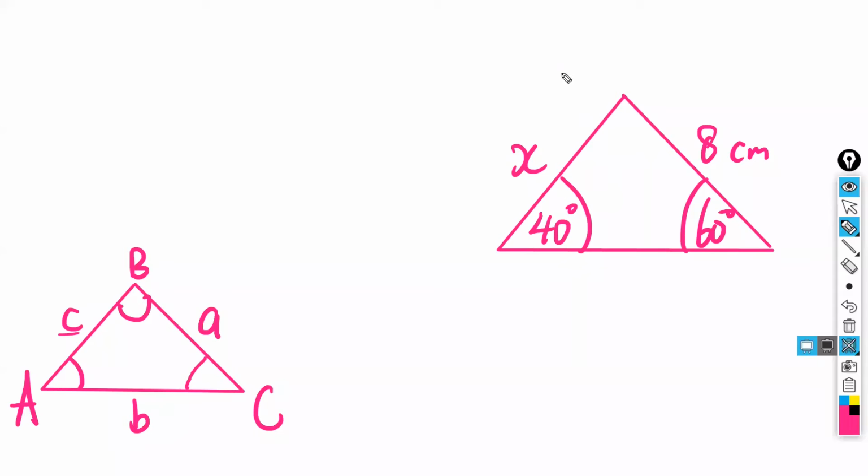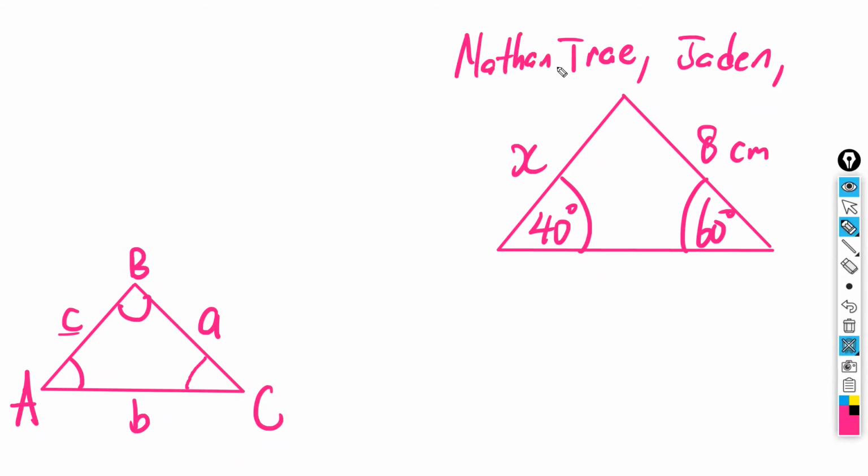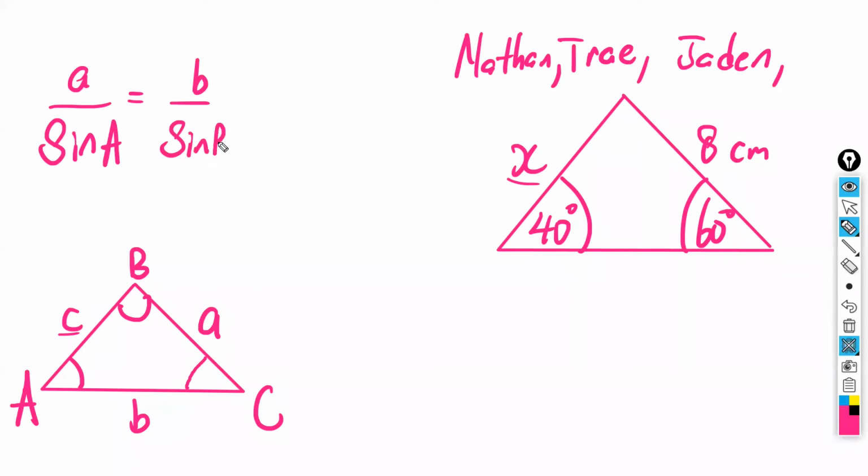I'm going to ask Trey, Jaden, and Nathan first. Help me to find X. Remember the sine rule, guys: sine A over A is equal to B over sine B is equal to C over sine C. So Nathan, Trey, and Jaden, help me find X if here is 40 degrees and here is 8 and here is 60 degrees and here is X.